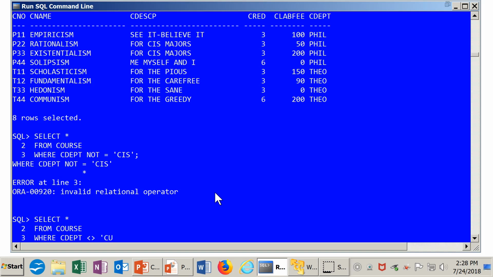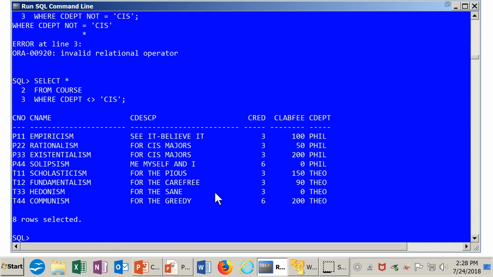So this is the same as using the not keyword. What we did was we used the not equal operator. C department not equal to CIS. Obviously, philosophy is not equal, theology is not equal, so those rows were returned, which is exactly what we wanted, and we did not have to use the not keyword.